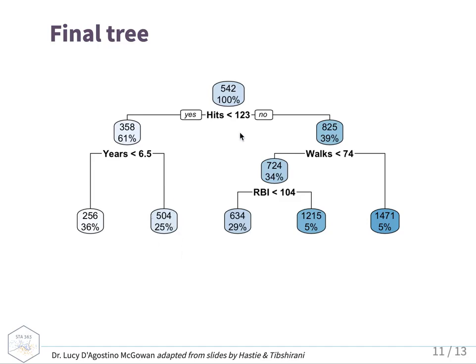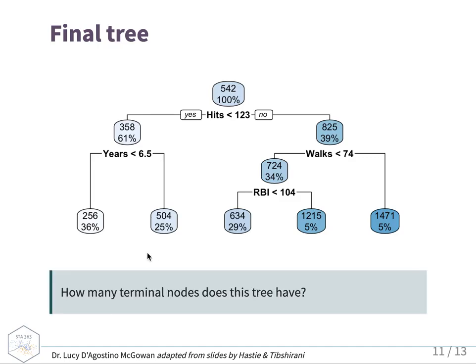25% end up over here, so this is people that have less than 123 hits in the past year, but more than 6.5 years in the major leagues. They end up with a salary of $504,000, and so on. I think I already gave you this answer, but how many terminal nodes does this tree have? That's right, it's 5.